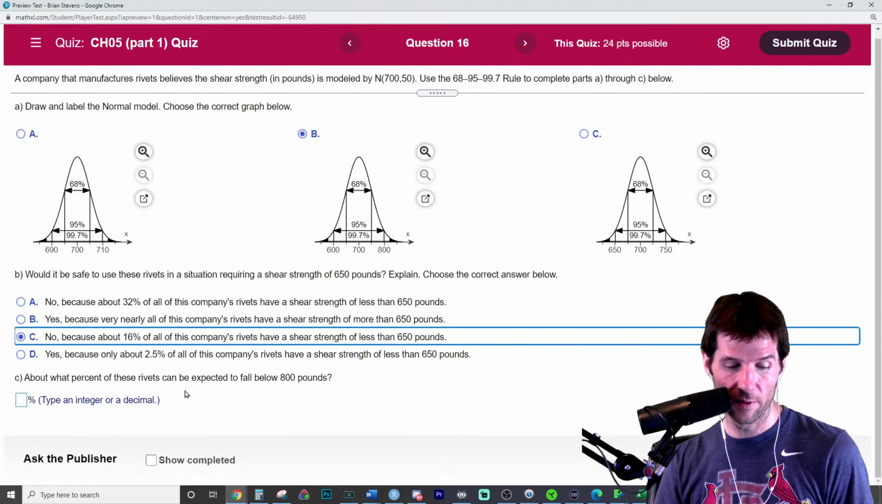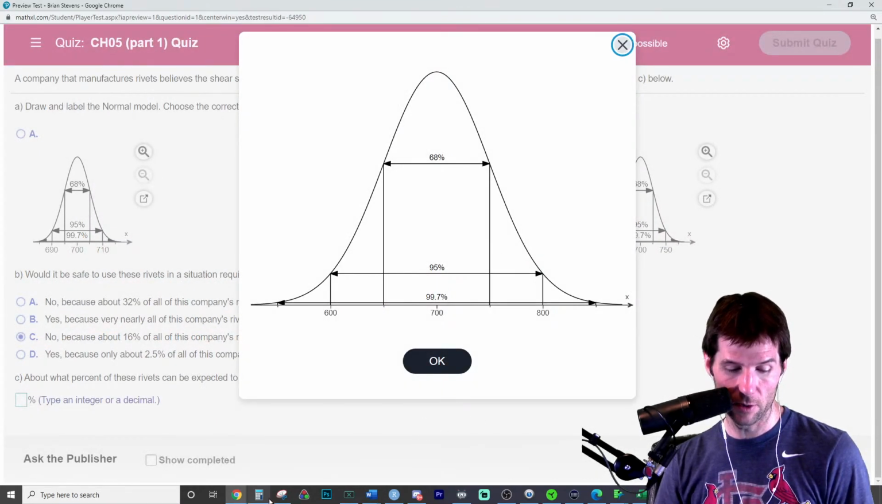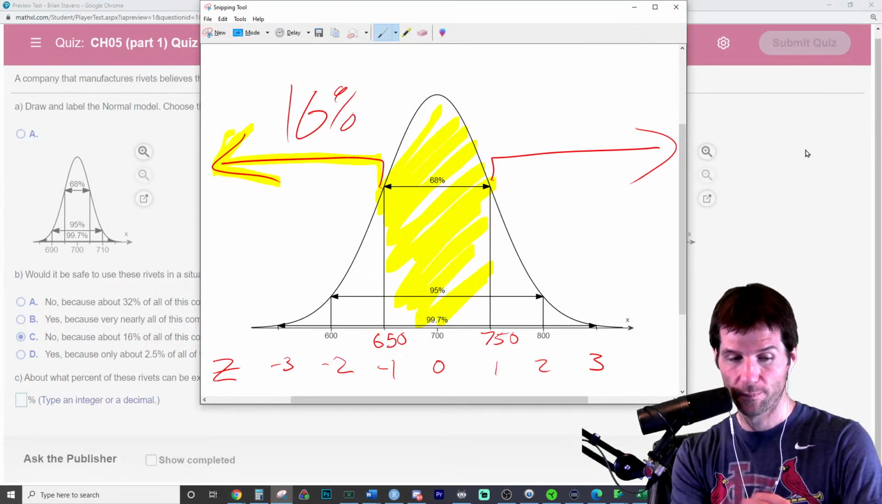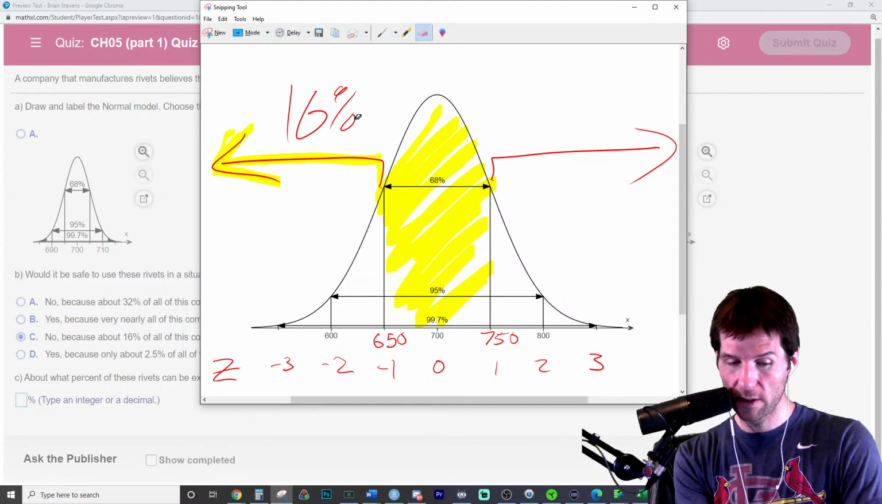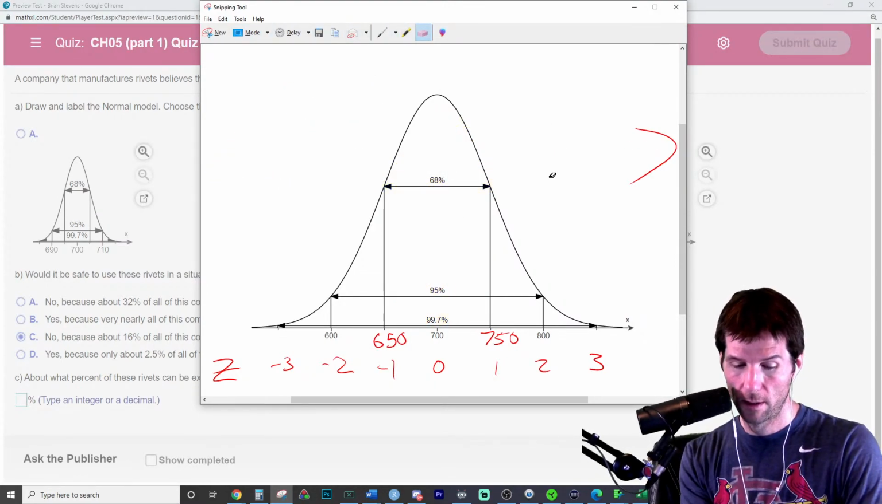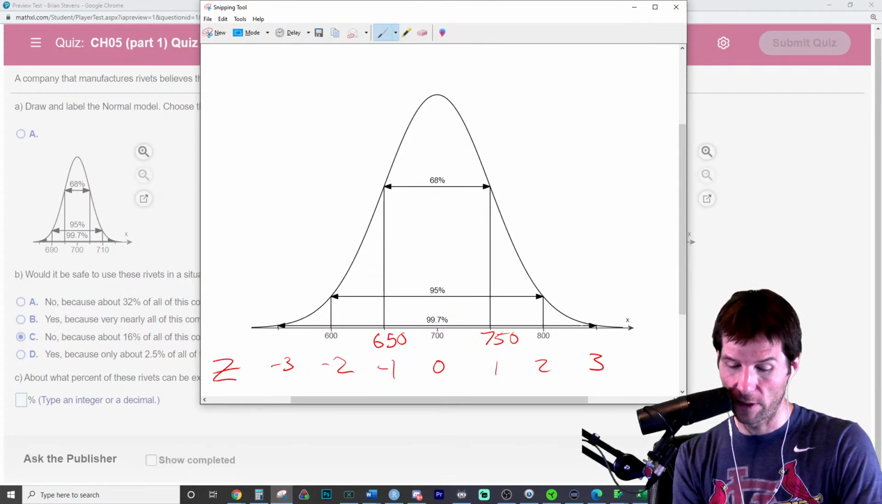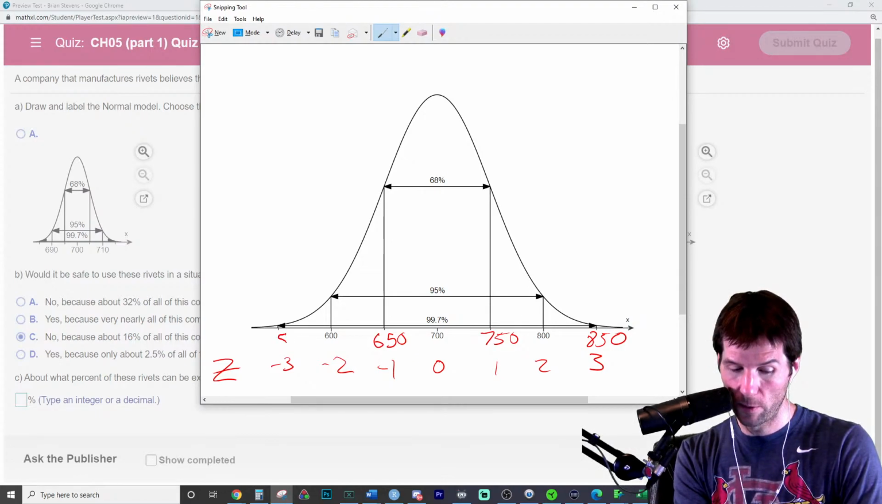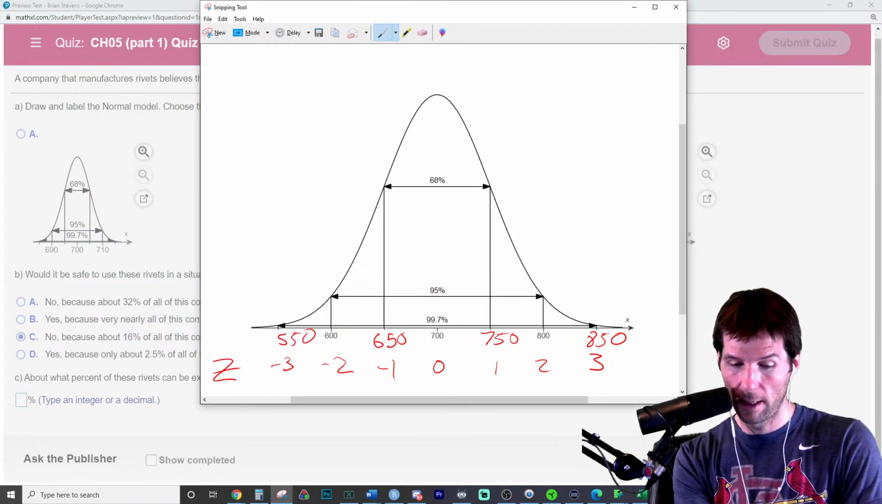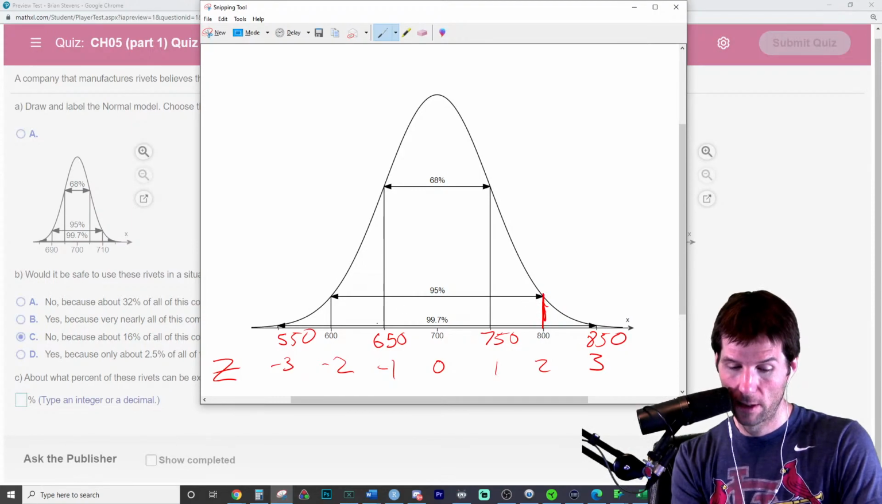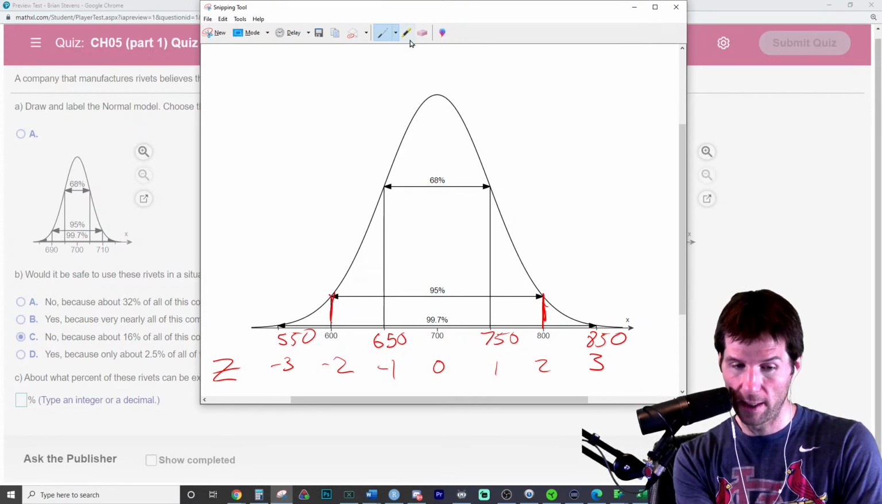About what percent of rivets can be expected to fall below 800? So below 800, I'll use the same graphic. 800 has a z-score of 2. You can see right here, I didn't mark my 800, but I should have. Oh, I did. It's right there. They marked it for me. 800 has a z-score of 2. And so we could mark 800. And between here and here is 95.